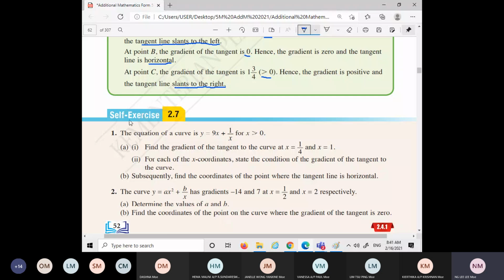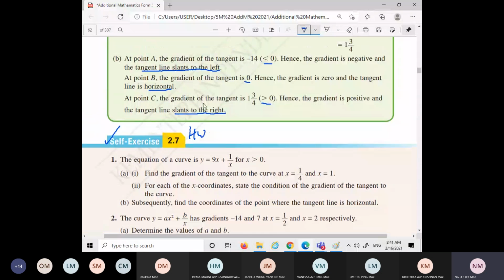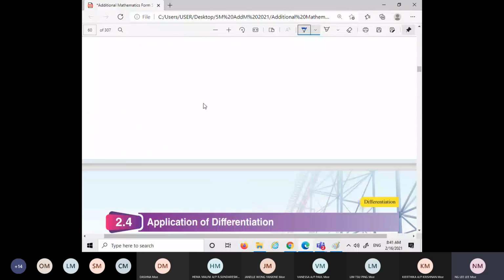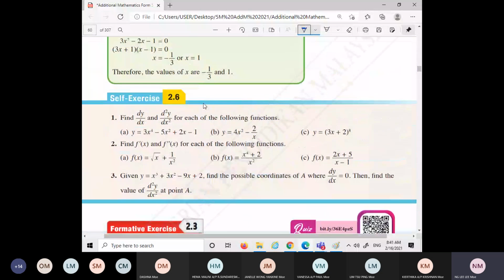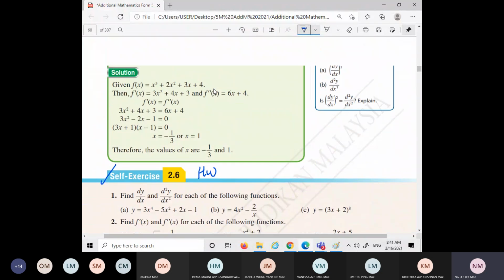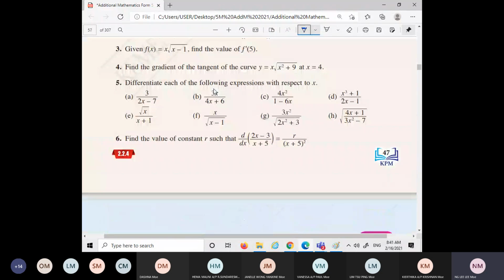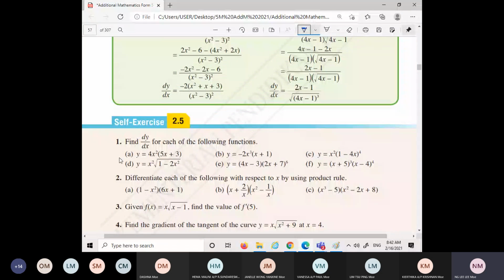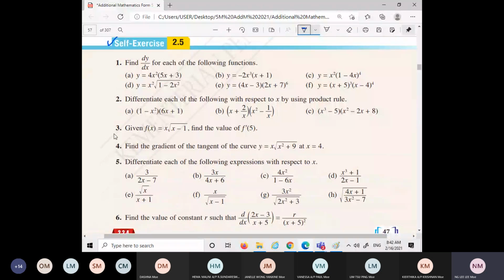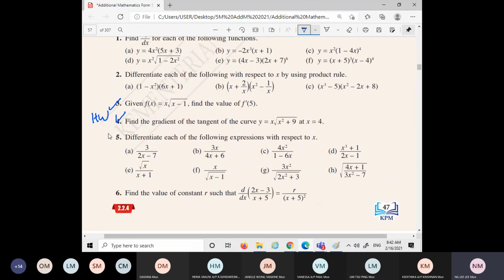Before that, this is today's homework. Exercise 2.7, and then we go back to 2.6. And one more: yesterday in 2.5, we left 2 questions, number 3 and number 4. So this is for today's homework.